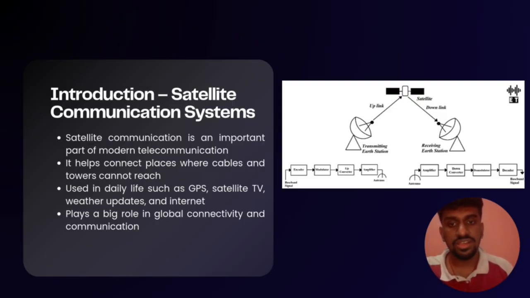Satellites can cover very large areas of the Earth. This makes them especially useful in places like oceans, deserts, and mountainous regions where building physical infrastructure is difficult. Because of this wide coverage, satellite communication plays a major role in global connectivity and information sharing.